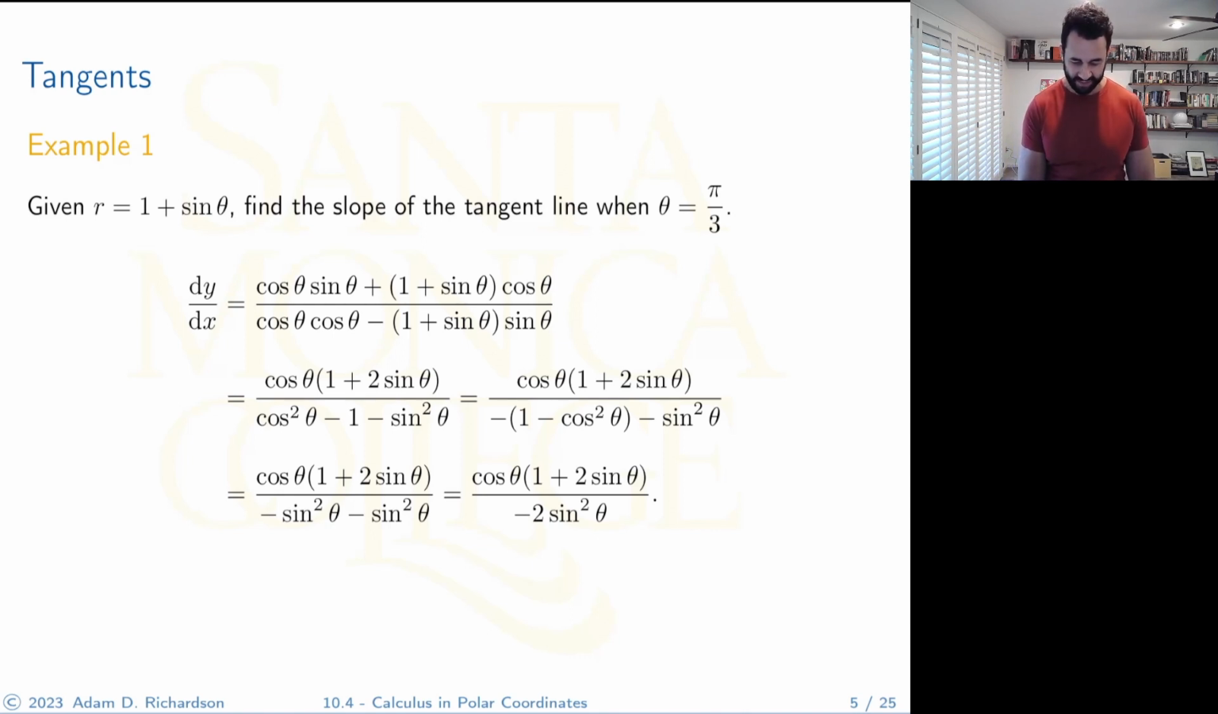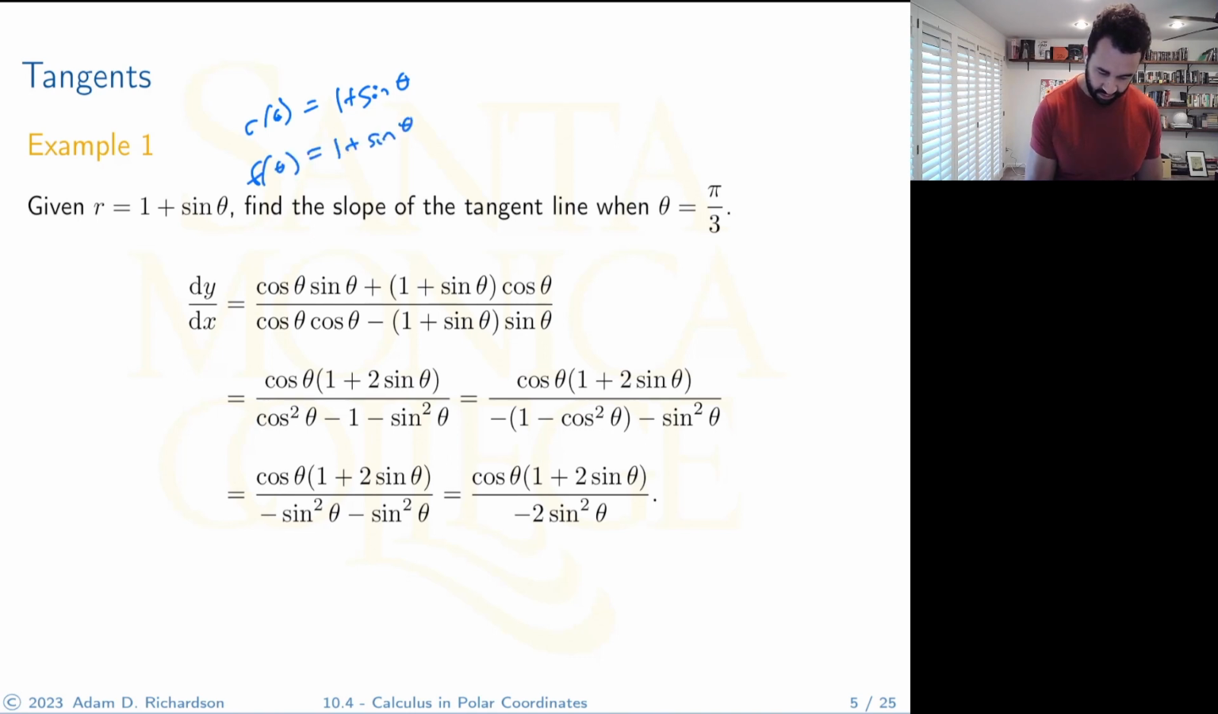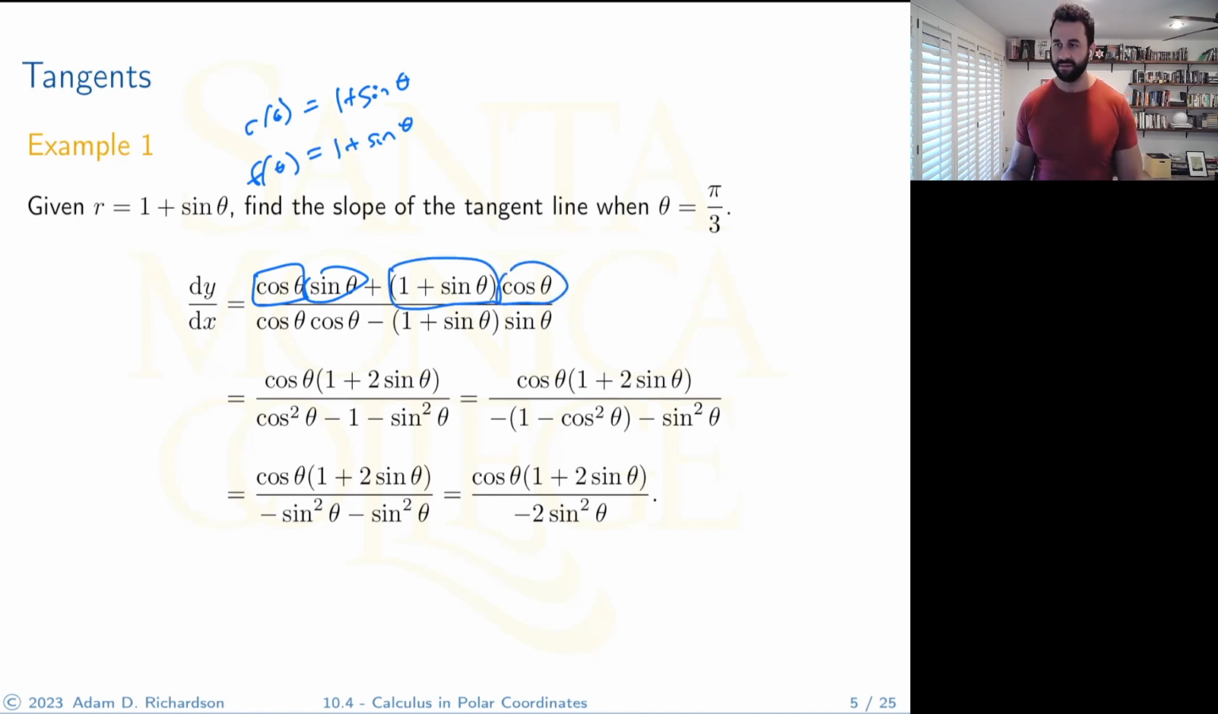So here is the actual function. You could think of this as r of theta equals 1 plus sine theta, or as f of theta, whichever you want to call it. Then you just plug in the values. So what is the derivative? This is dr d theta times sine theta. This is r times cosine theta, and so on. Go through the algebra, and then you end up with this.